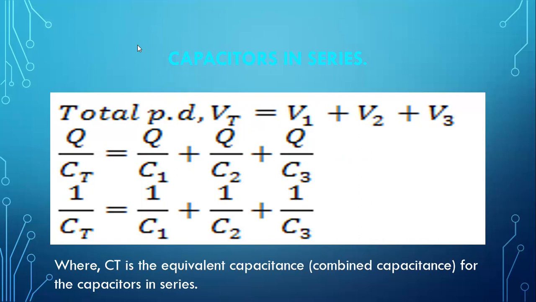If you make Q the subject, it means you are trying to remove Q. So if you remove Q from the equation, you remain with 1 over C total equals 1 over C1 plus 1 over C2 plus 1 over C3, whereby Ct is the equivalent capacitance, that is the combined capacitance for the capacitors in series.